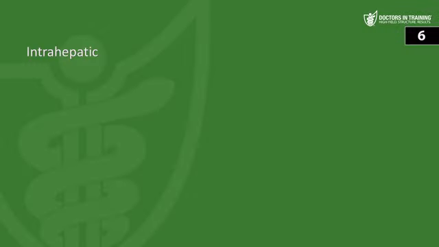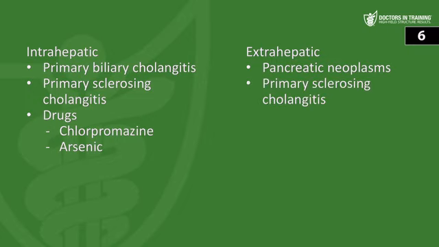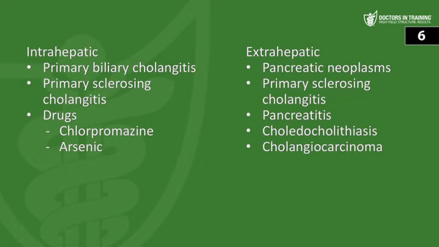Next, what are some of the intrahepatic and extrahepatic causes of biliary obstruction? The intrahepatic causes are primary biliary cholangitis, primary sclerosing cholangitis, and drugs such as chlorpromazine and arsenic. And for the extrahepatic obstruction you have pancreatic neoplasms, primary sclerosing cholangitis. Remember, this gives both intra and extrahepatic biliary obstruction, pancreatitis, choledocholithiasis, cholangiocarcinoma or cancer of the bile ducts, and benign biliary strictures. What is the difference between primary biliary cholangitis and primary sclerosing cholangitis?